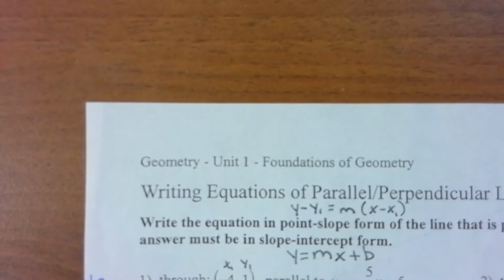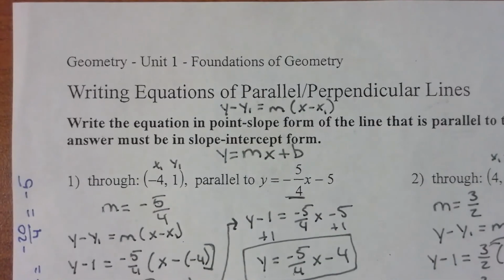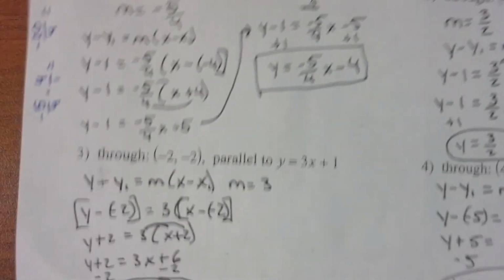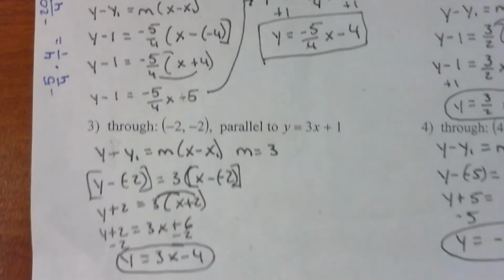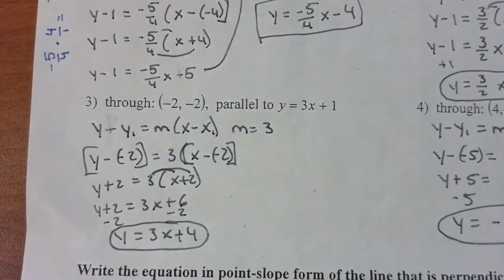Alright, the bottom 4 are perpendicular. Who can raise their hand and tell me what the only difference is? The slope. So for the first one, number 5, what is the slope? Negative 3 over 2. No, what is the slope of this one? Oh, 2 over 3. So the slope you want is going to be negative 3 over 2. You're going to change the sign, flip the fraction.